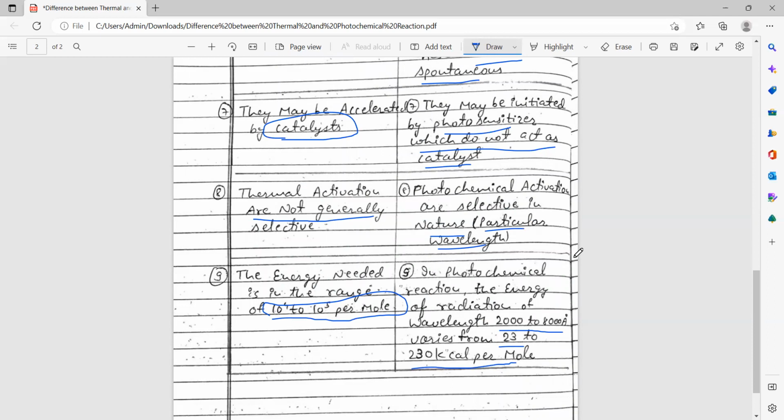So here are the differences between thermal reactions and photochemical reactions.